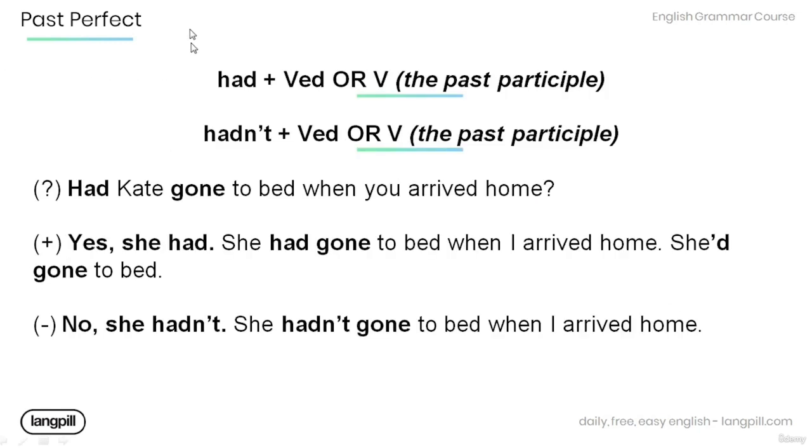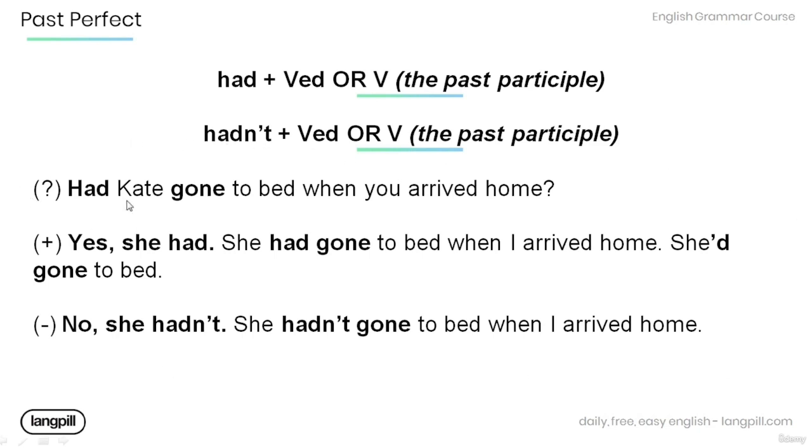Now, to form the past perfect, we use had plus verb ed, or just the verb. In the negative, hadn't plus verb ed, or just the verb. Have a look at the examples over here.